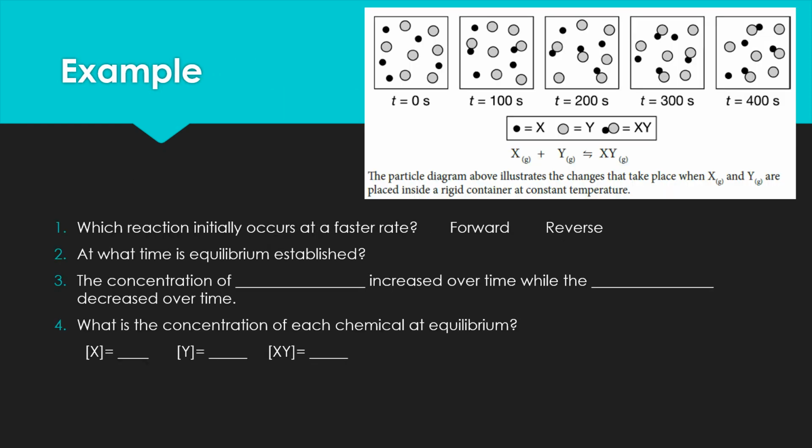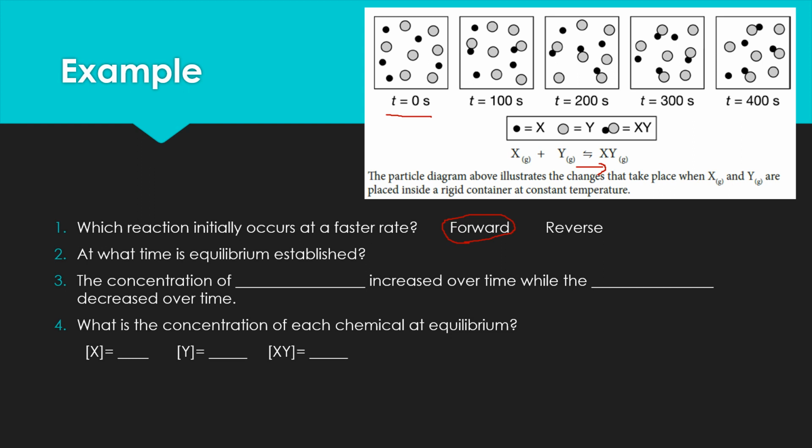So let's take a look at this picture. This is a great diagram to show us what's going on as well. Which reaction initially occurs at a faster rate, the forward or the reverse? Looking at our picture here, we've got chemical X and chemical Y and then chemical XY. In the first box, we have only X and Y, so the only reaction that can occur right now is the forward reaction. We can take X and Y and make that compound XY. So that occurs at a faster rate than the reverse. The reverse is happening at 0 rate right now.